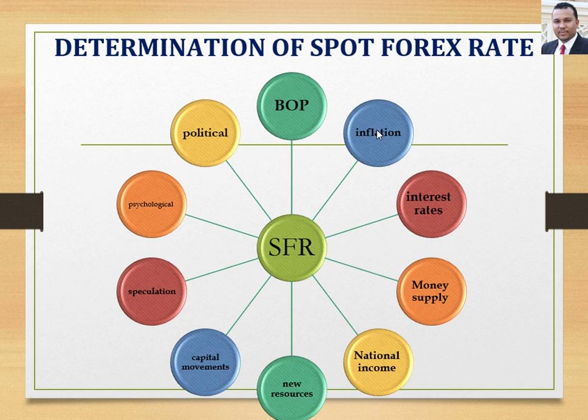Interest rate. The third factor affecting the spot forex rate is interest rate. The interest rate between two countries, two economies, affects the short-term movement of international capital. Short-term movement of international capital we can call hot money. Hot money tries to discover higher interest rates. A higher interest rate attracts the short-term movement of international capital, or in summary, hot money.